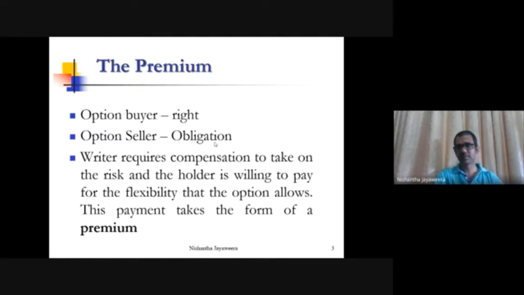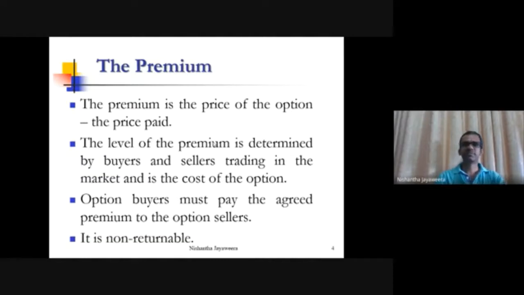And the premium is unrecoverable. That means once the buyer has paid the premium, it cannot be reversed. So that is the price of the option. To buy the option, the buyer pays that price. It is the premium.